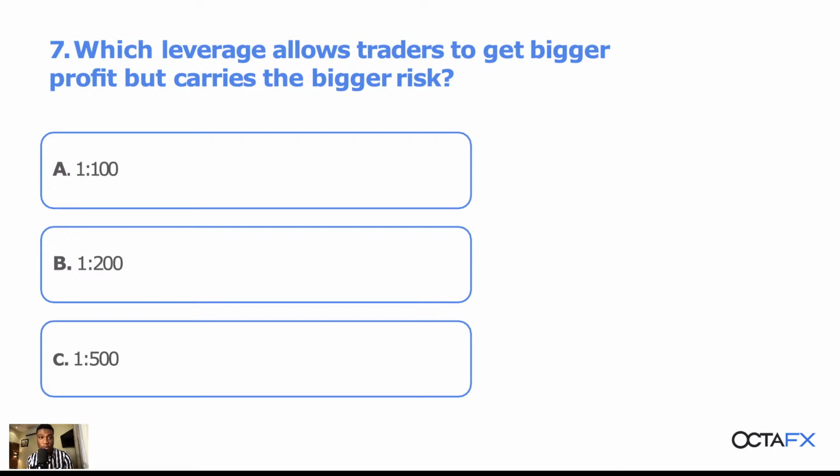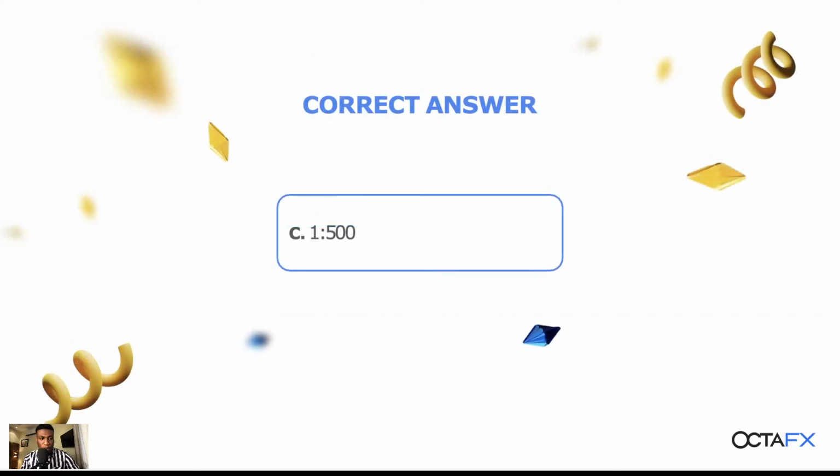Which is why the answer to number 7 is 1:500, because 50,000 units can get me bigger profit, but can also expose my trading account to a significant amount of risk, which is why you should apply risk management strategies on your trades. Always use stop loss, use a conservative lot size, and use a moderate risk to reward ratio. Okay, that's for number 7.